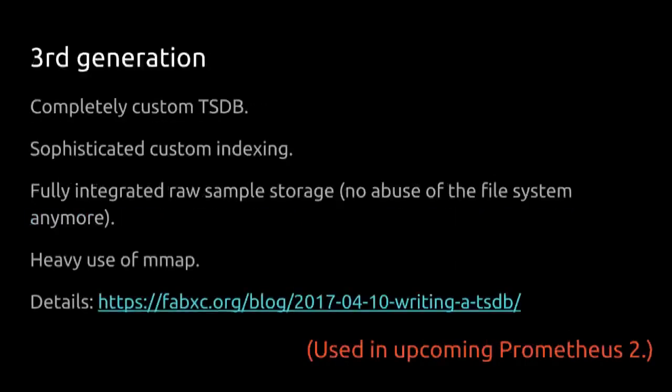But there's the third generation storage layer looming on the horizon. This is happening in Prometheus 2, not yet released, pre-alpha. This is where one of our most active developers, Fabian, decided he will rewrite everything, essentially. A completely custom time series database with sophisticated indexing, no abusing the file system anymore. That also allows us to finally use mmap, which we should have done from the beginning, but we had too many files. There's a whole blog post about this, a super interesting read. You should look at it.